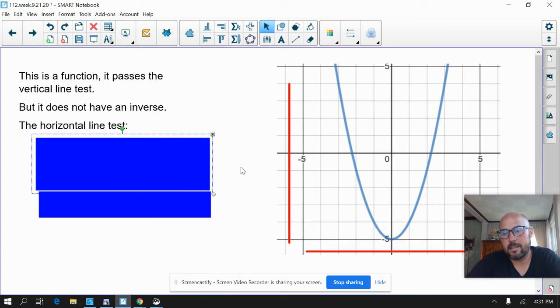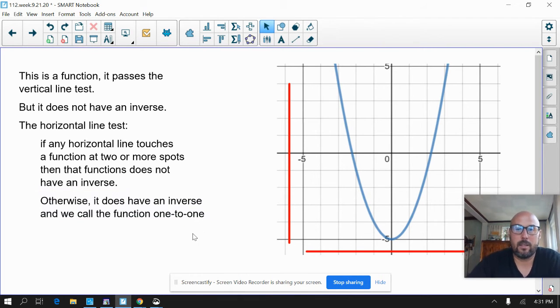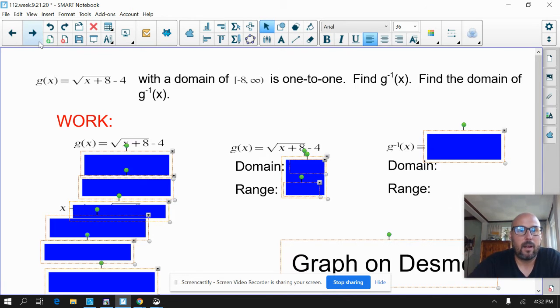So since it's going to two different outputs, it's not a function. So if it fails a horizontal line test, it doesn't have an inverse. But if it passes the horizontal line test, then it does have an inverse. And we call those functions one-to-one, because one x value will produce one y value, and in reverse, one y value will produce one x value. All right.